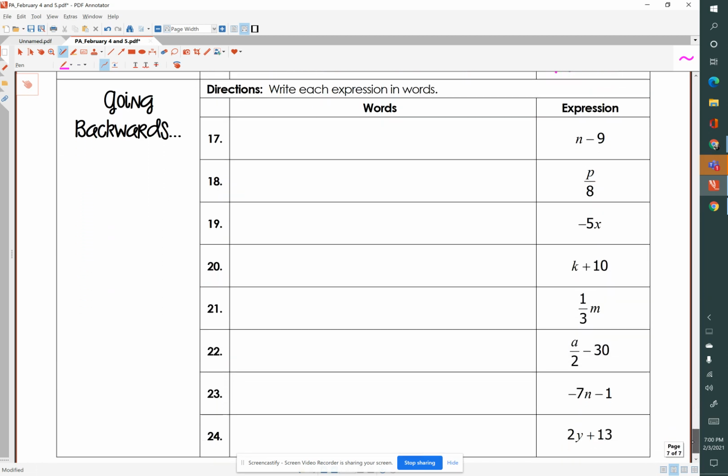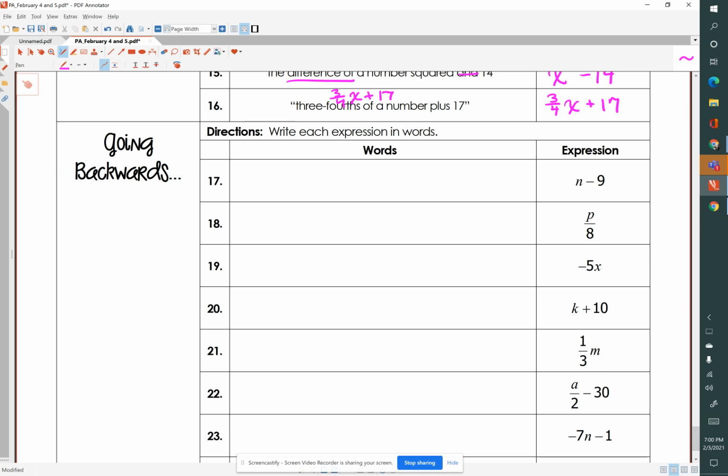Now, let's go in the other direction and see how we do. We're going to write each expression in words. So we're given the algebra and we're going to write the words. So this is not a complete exact science. I'm going to give you solutions for this that I come up with, but there are different ways to say the same thing. So your answers could vary. If you have something different, you can just ask me and we'll talk about your interpretation of the expression.